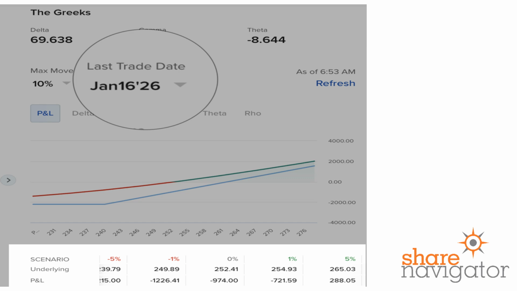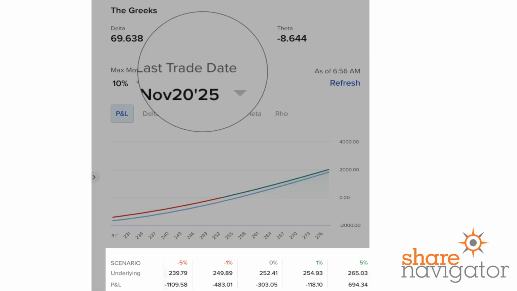We can change the last trade date. What if it made those moves in the next week or two, for example? The profit and loss dynamics will change. So we've changed the last trade date to November the 20th here. So now it's going to give us the exact same P&L tables, but you're going to see different values here. And the reason for that is there's still time value left in this option. So the Greeks are still at work. So therefore, the profit and loss numbers will be different.